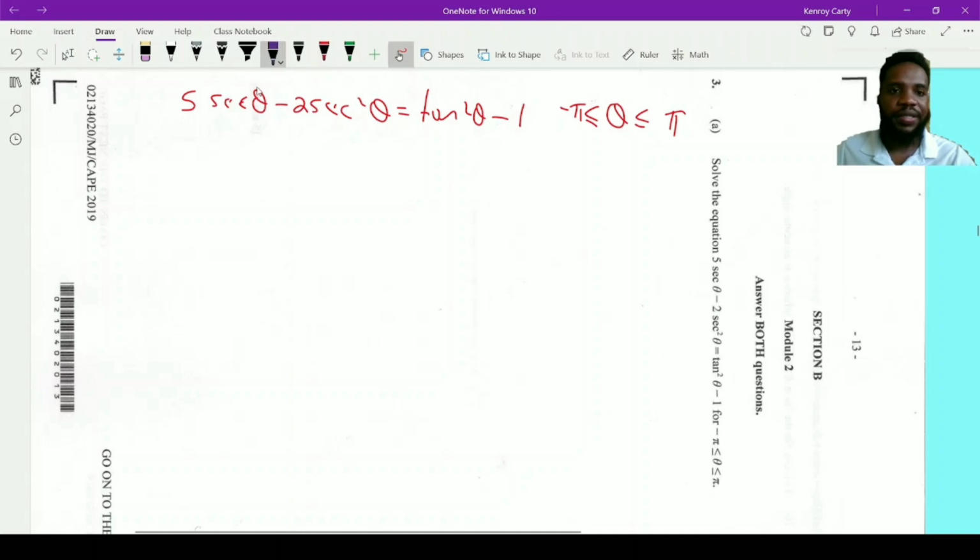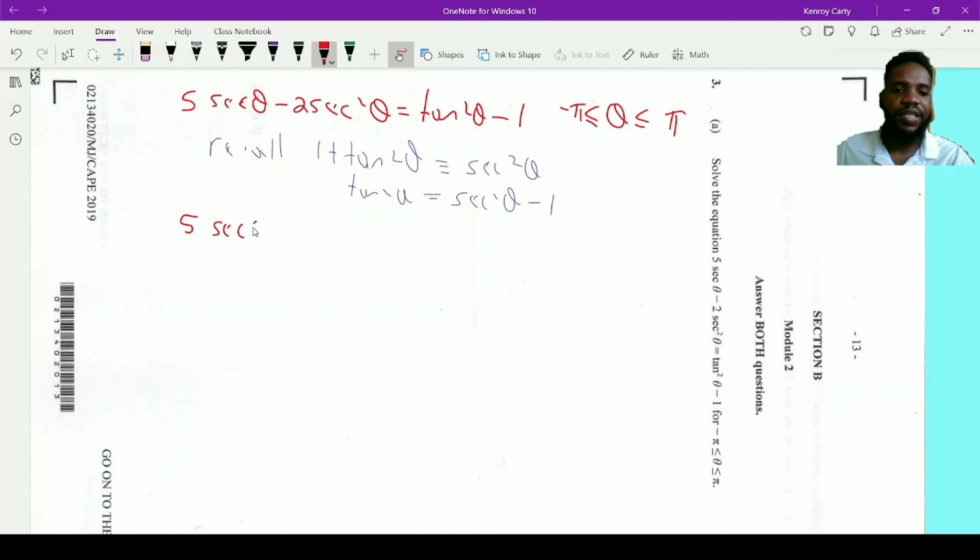Now let's recall some identities here. Recall that 1 plus tan squared theta is equivalent to sec squared theta. So we have to know some of these identities, right? So technically speaking, we can say that tan squared theta is equal to sec squared theta minus 1. Good. So I'm going to have 5 sec theta minus 2 sec squared theta equal to sec squared theta minus 1, and then you put the minus 1 that was there.